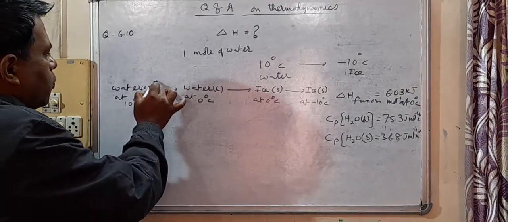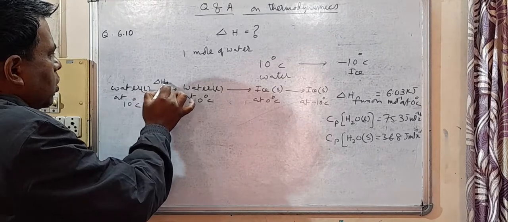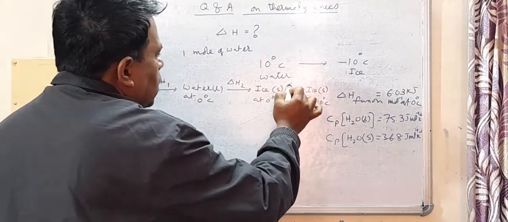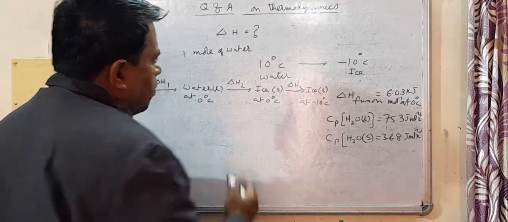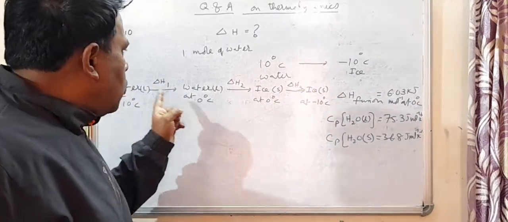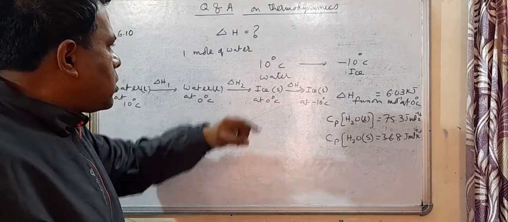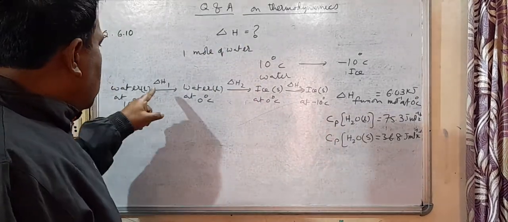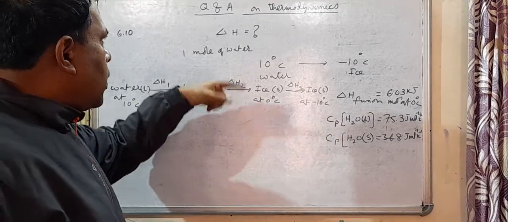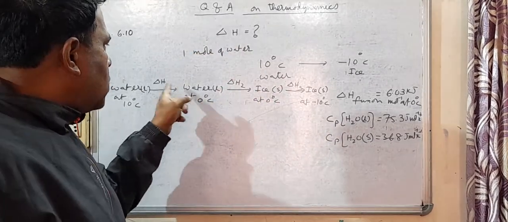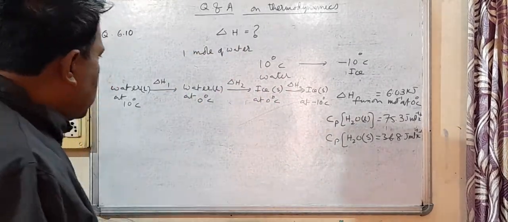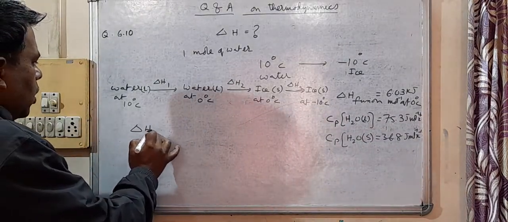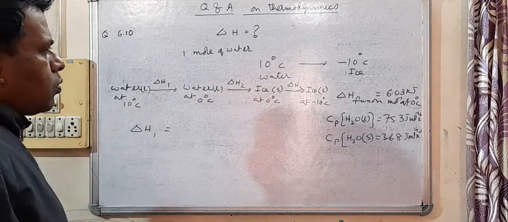So we have to get delta H1 for this step, delta H2 for this step, and delta H3 for this step, and we add these to get the answer, because enthalpy is a state function. So we have to find out delta H1, delta H2, delta H3. First, delta H1. What will be the value of delta H1?